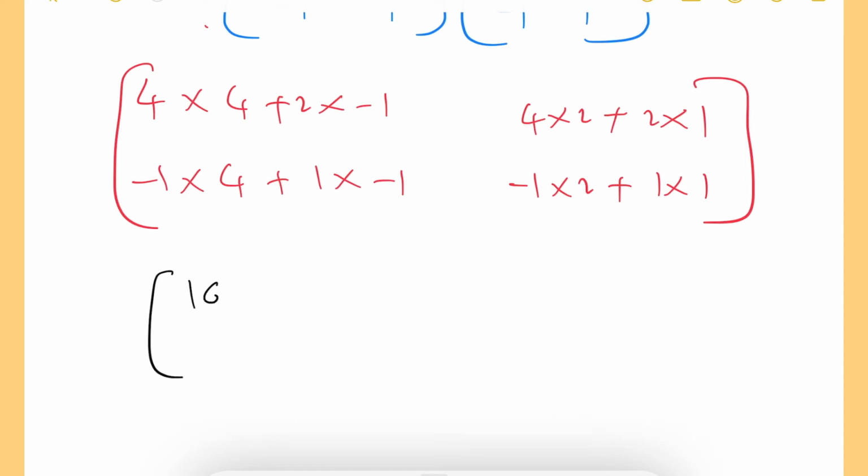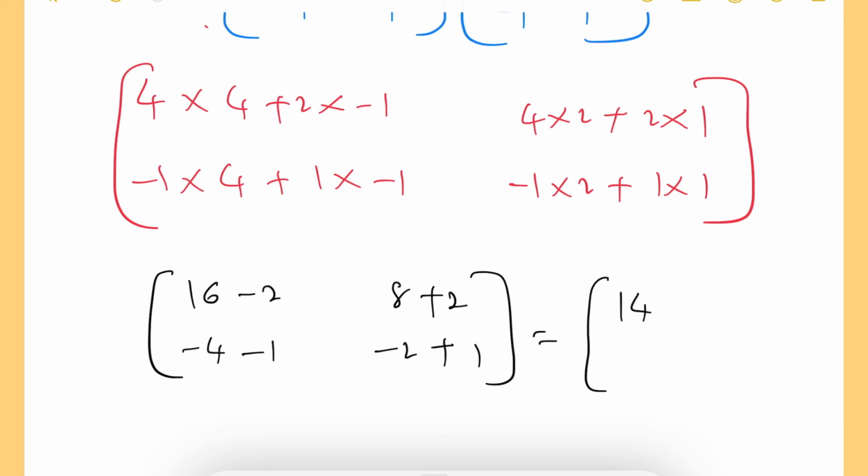Four 4s are 16 plus 2 into minus 1, minus 2. 4 2s are 8 plus 2 1s are 2. Minus 1 into 4, minus 4 plus 1 into minus 1, minus 1. Minus 1 into 2, minus 2 plus 1 1s are 1, which is equal to 16 minus 2, 14. 8 plus 2, 10. Minus 4 minus 1, minus 5. Minus 2 plus 1, minus 1. So this is the value of A square.